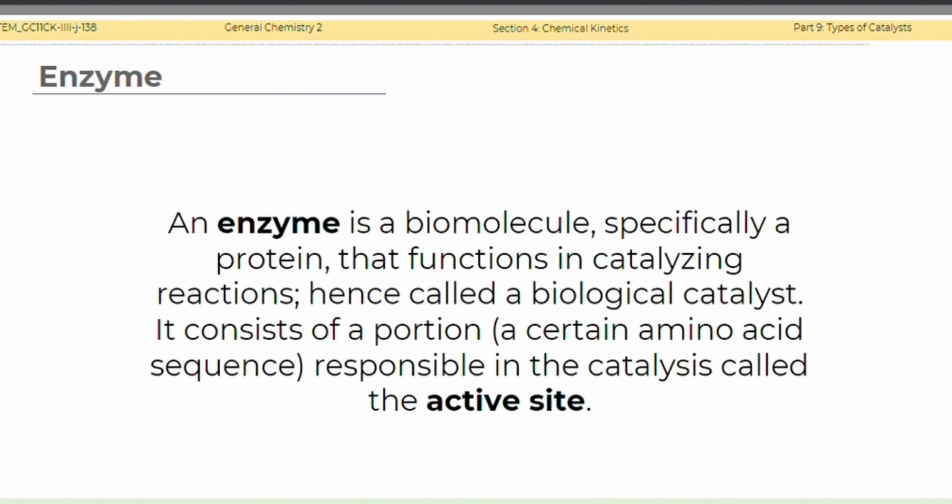An enzyme is a biomolecule, specifically a protein, that functions in catalyzing reactions, hence called a biological catalyst. It consists of a portion, a certain amino acid sequence, responsible for the catalysis called the active site.